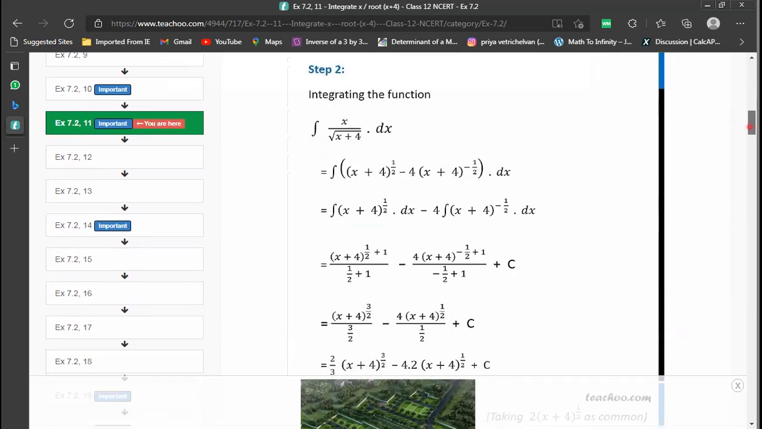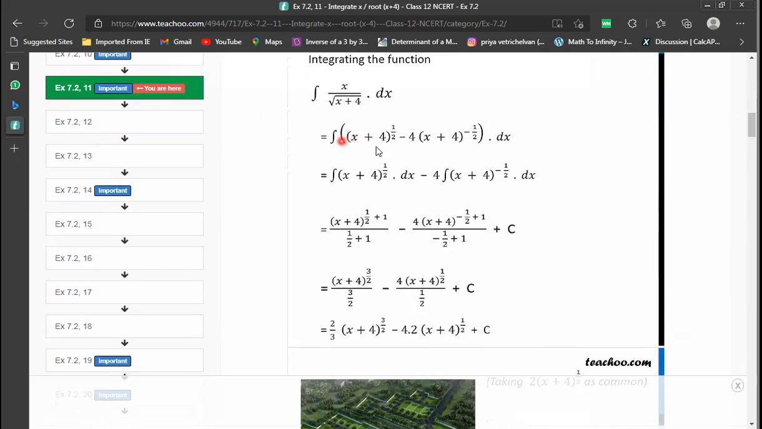So now we are going to perform integration. x plus 4 the whole power 1 by 2 can be integrated as x plus 4 whole power 3 by 2 upon 3 by 2. And this x plus 4 whole power negative 1 by 2 can be integrated as x plus 4 whole power negative 1 by 2 plus 1 upon negative 1 by 2 plus 1. Clear?